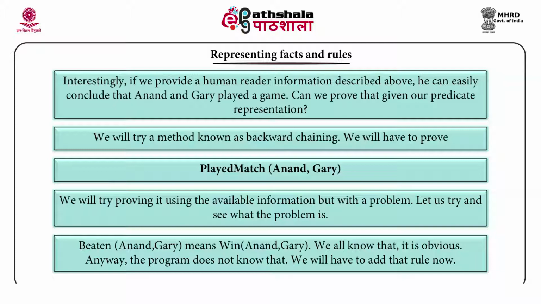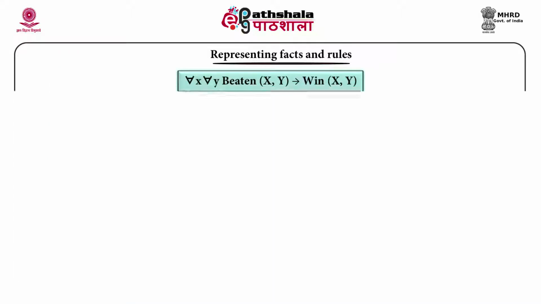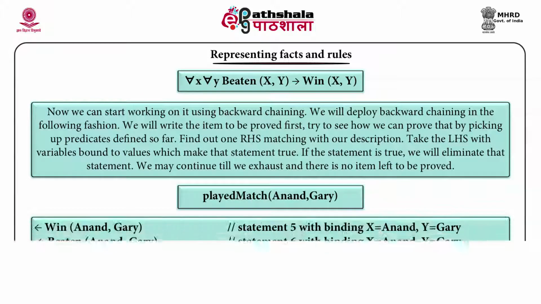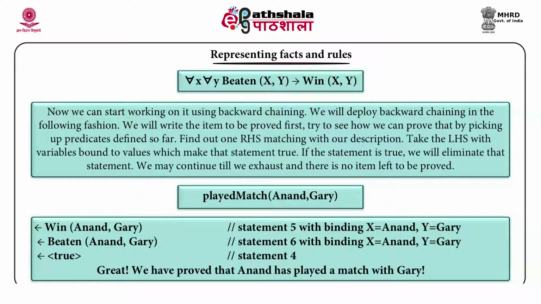Okay. So, what we want to do is to check played match Anand Gary, but for which you need to make sure that Anand has won, but that is not there. We have a statement which says that Anand has beaten Gary. We do not have a statement which says that Anand has won against Gary, but that is obvious. When somebody has beaten somebody, he obviously has won. So, that statement is missing from the earlier representation. We will have to add it.